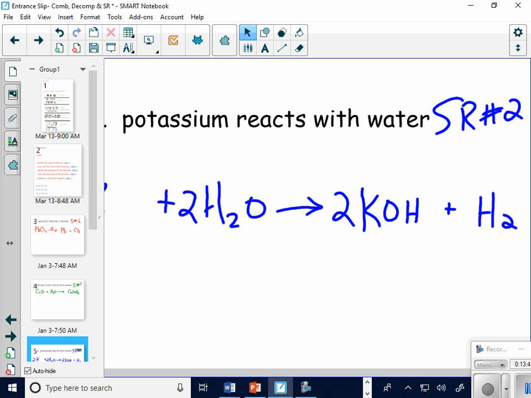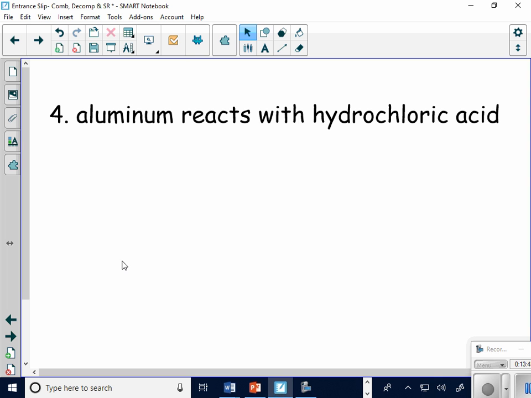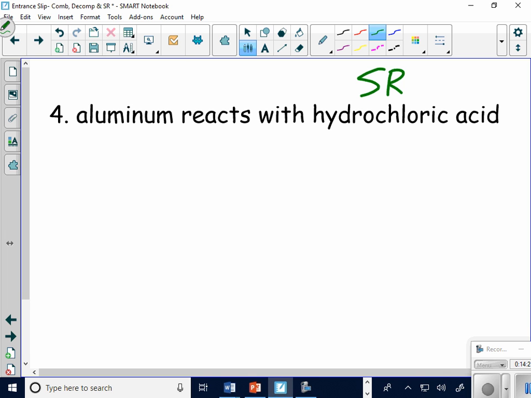My fourth one. Aluminum reacts with hydrochloric acid. Looks to me like one person is trying to get into the dance. So what type of a reaction is this? One person's trying to get into the dance, meaning it is a single replacement. Specifically, what number of a single replacement?